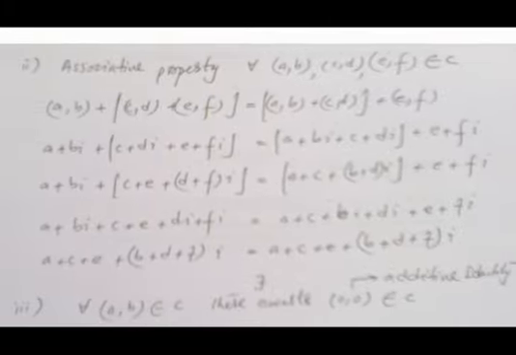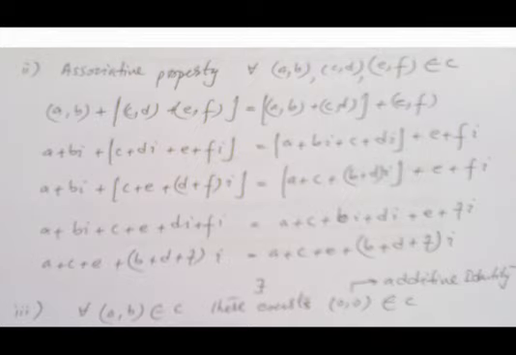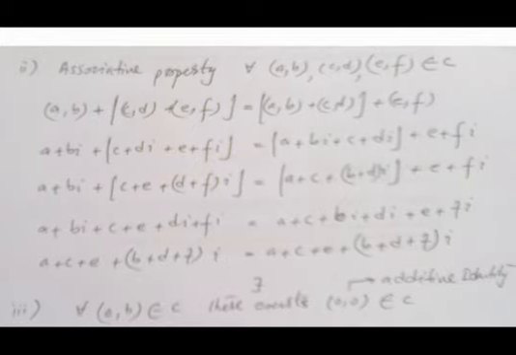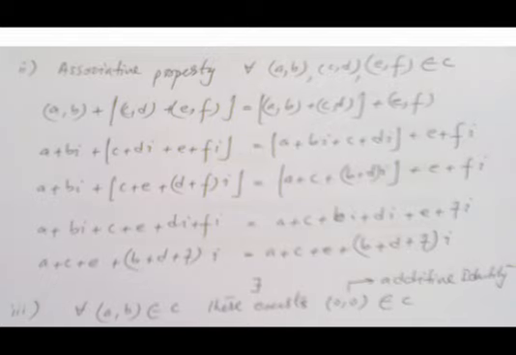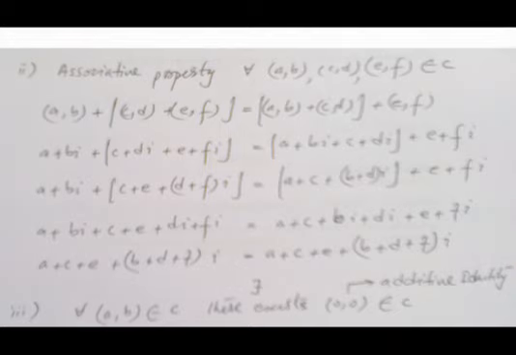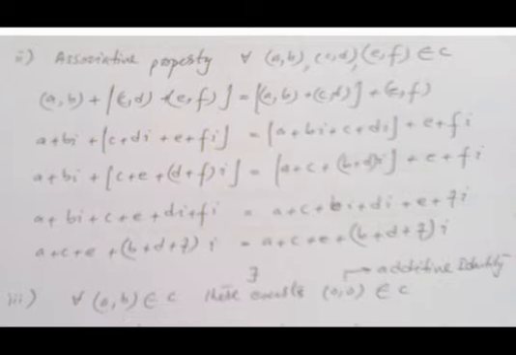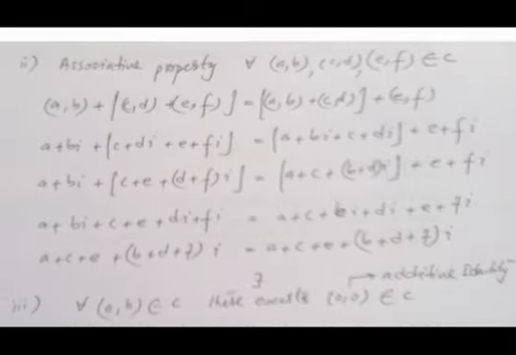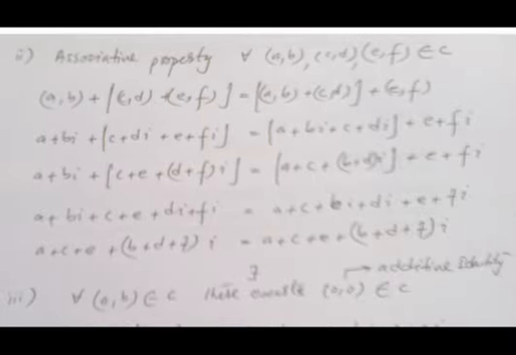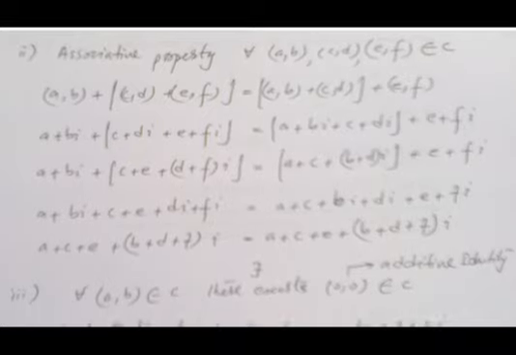Next is associative property. Three numbers: A plus B plus C, plus D plus E, F. In ordered pair we write as A, B, and in complex form we write A plus B iota. As we solve, both sides are equal. This property is called associative property of addition.